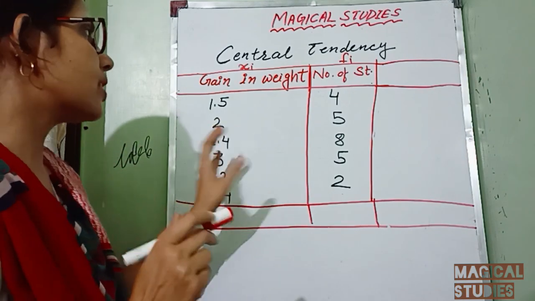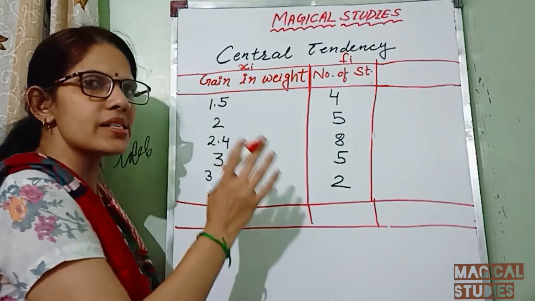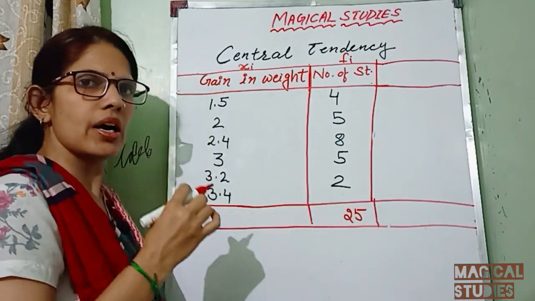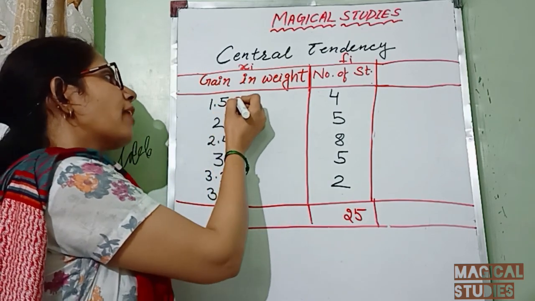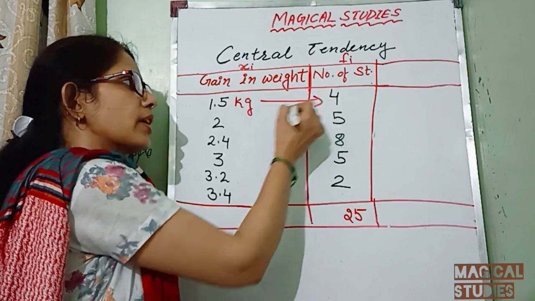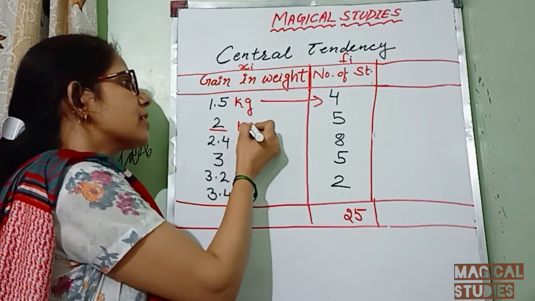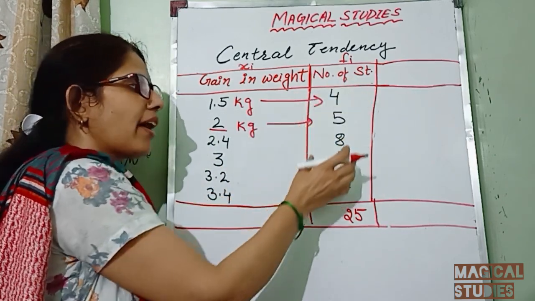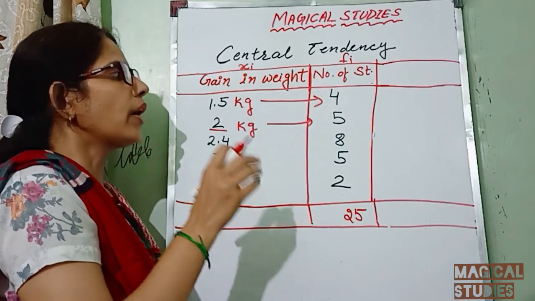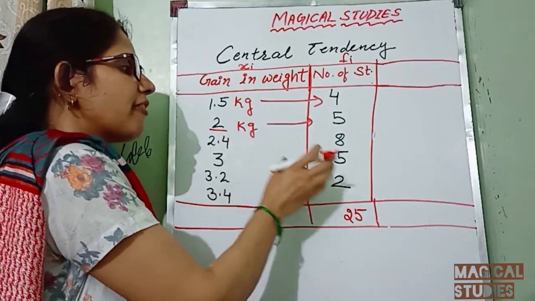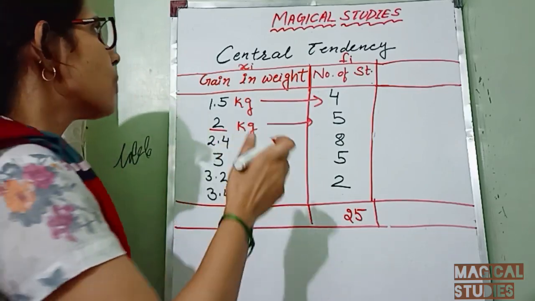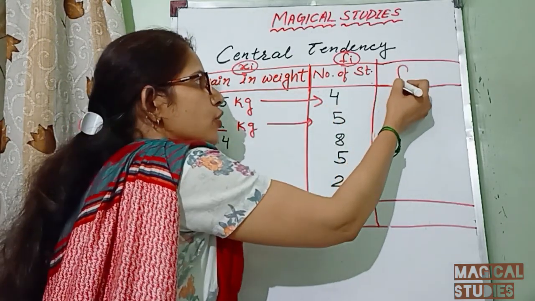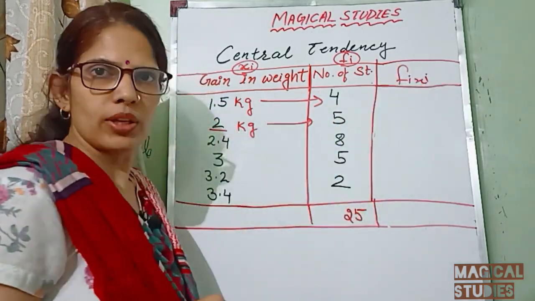Let us understand this in the table. In this table, it is given that there are 25 students. 1.5 kg weight is gained by 4 students and 2 kg weight is gained by 5 students. In this type of case, we have divided the data into groups. So, in this case, we should use both values to find the mean. This value is called xi and this value is called fi. We should use fi and xi to find the mean.